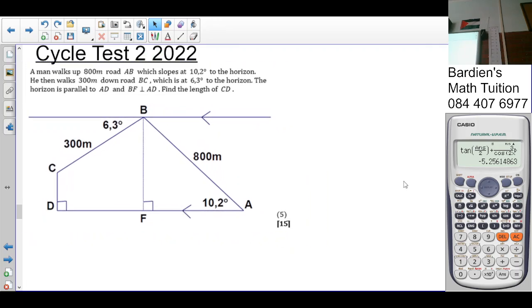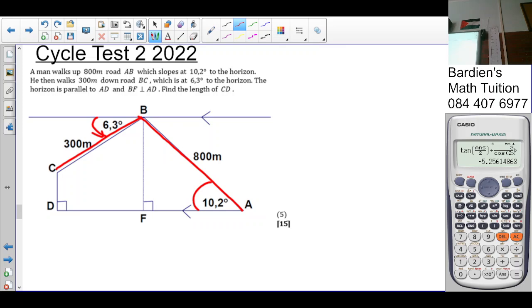Right. Here we are told that a man walks up 800 meters, road AB, which slopes at 10.2 degrees to the horizon. Then we are told he walks 300 meters down BC, which is at 6.3 degrees to the horizon.